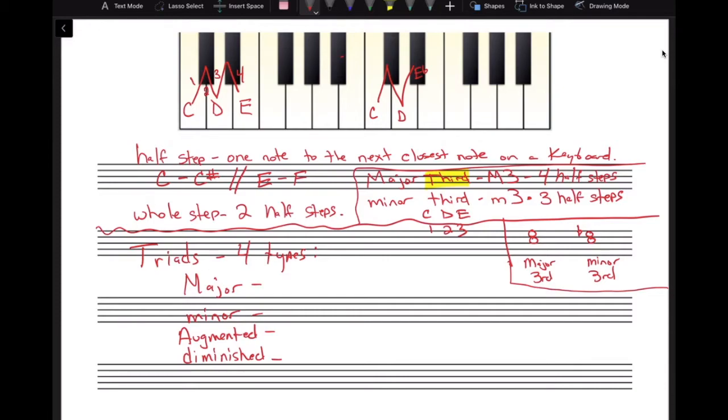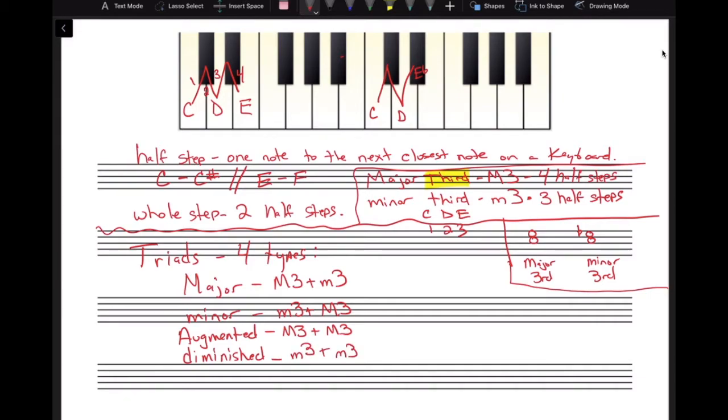Your major triad, the first interval is a major third, and then we have a minor third after it. The minor triad is a minor third with a major third on top. Augmented is 2 major thirds stacked on top of each other. Diminished, oh, you guessed it, minor third plus a minor third.